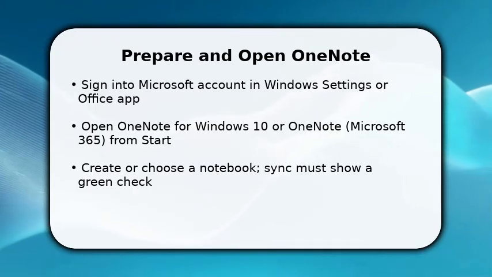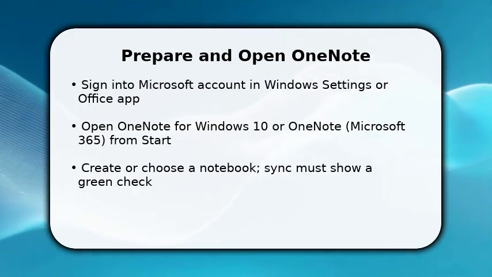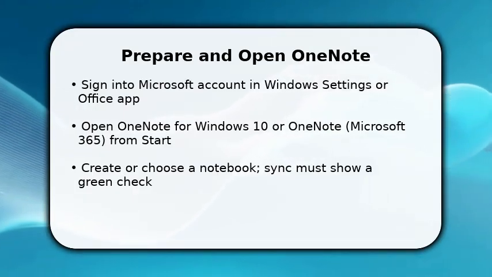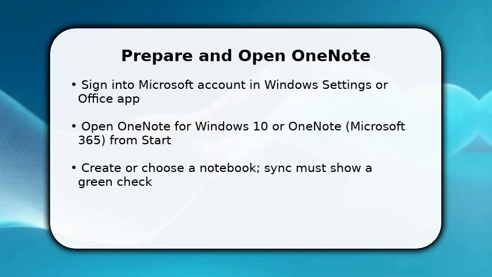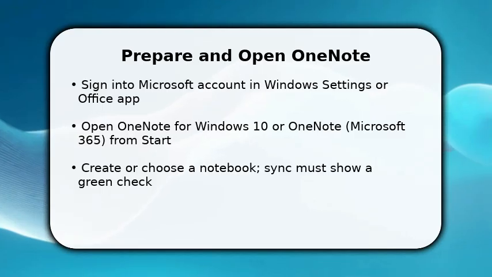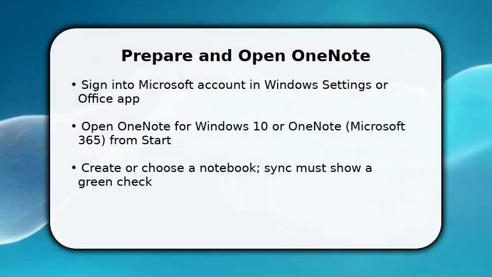You start by signing in with your Microsoft account so notebooks sync. Once signed in, open OneNote for Windows 10 or the Microsoft 365 OneNote app. Choose the app that matches your Office license. Create a new notebook now or pick an existing one. Make sure the sync icon shows activity.